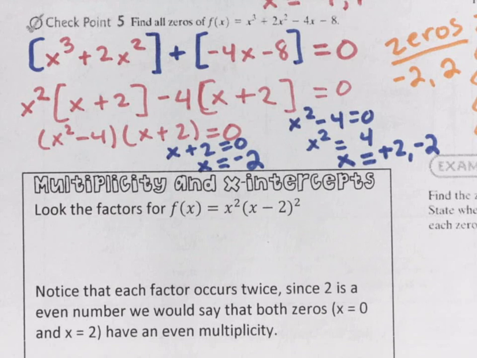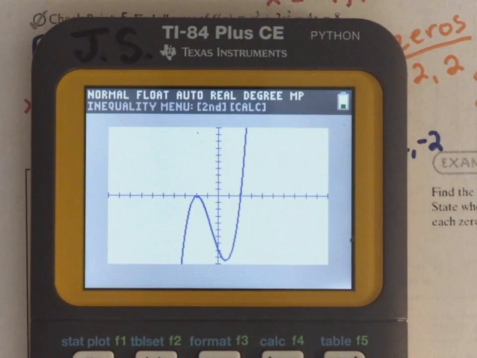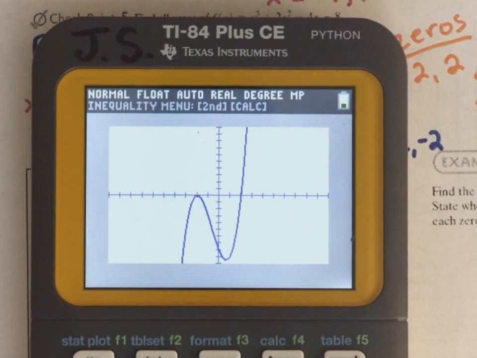Let me show you my graph. All right. We had negative 2 and positive 2, right? What's different at these two zeros? What's happening differently with the graph? And mine, just FYI, mine looks pretty close, doesn't it? It's not bad. What's different from this point and this point?